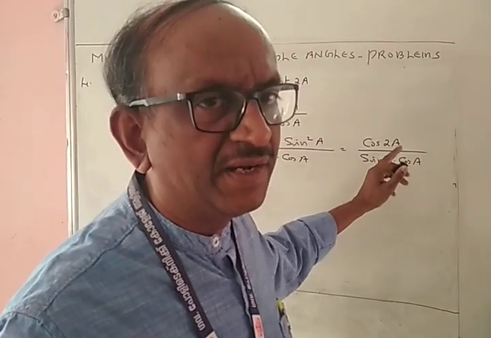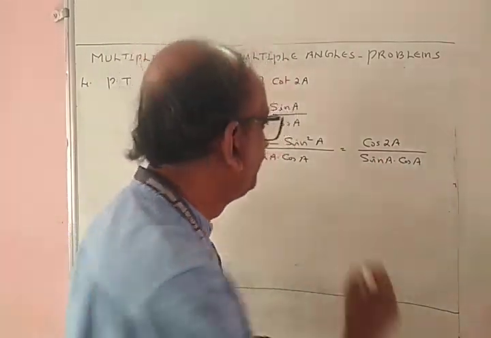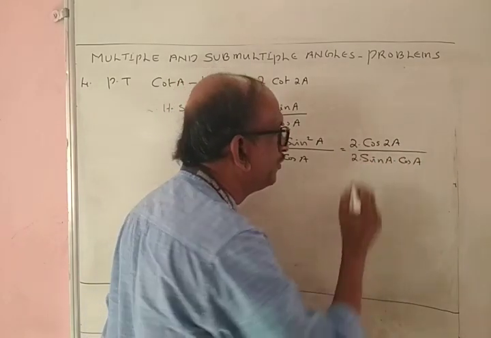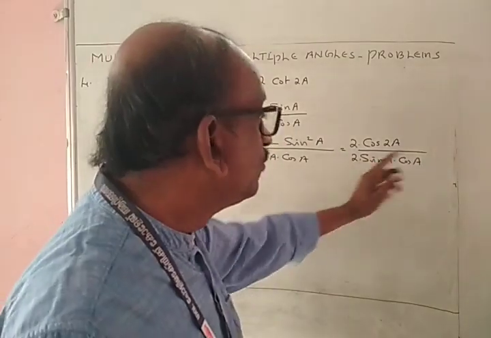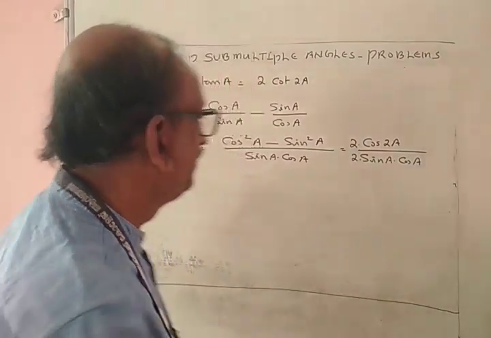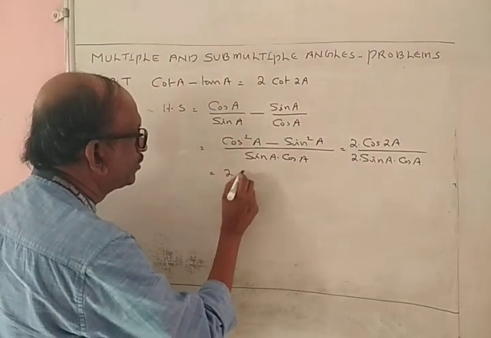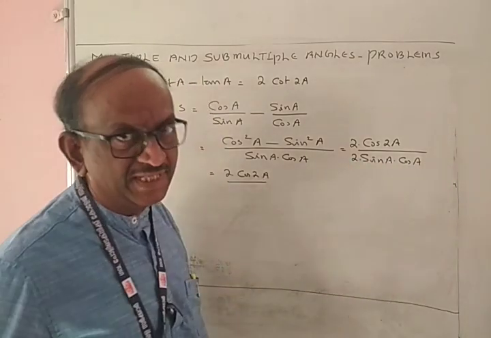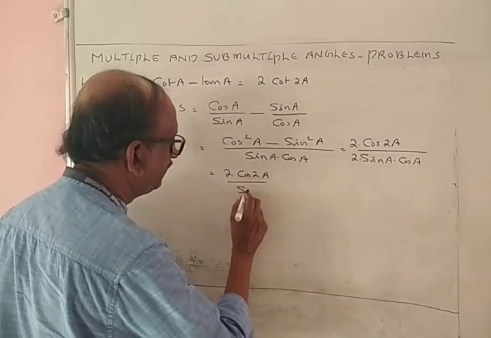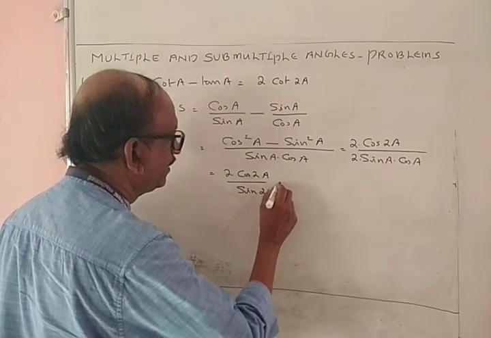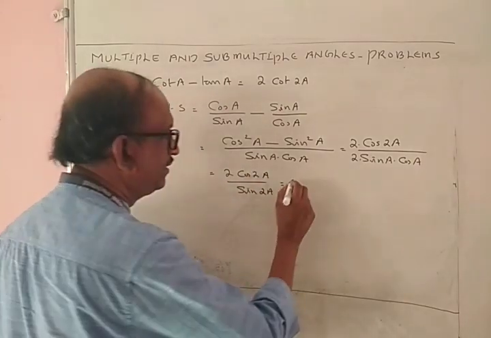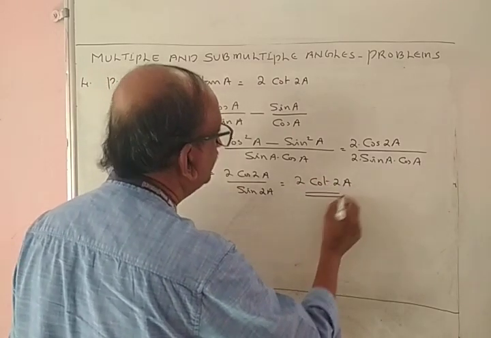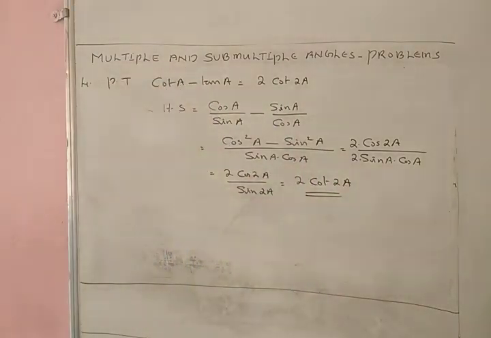Multiply numerator and denominator by 2. So 2 into cos 2A divided by 2 into sin A cos A. 2 sin A cos A is sin 2A. So 2 cos 2A divided by sin 2A. Cos by sin is cot, so 2 cot 2A. This is the right hand side.